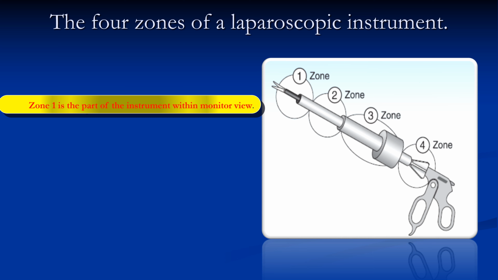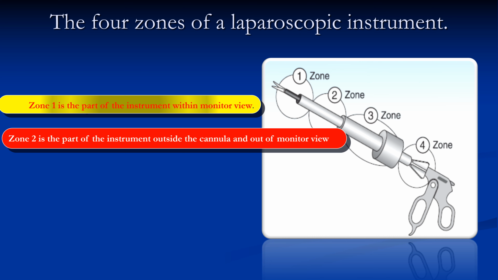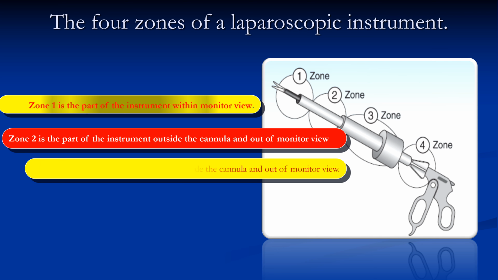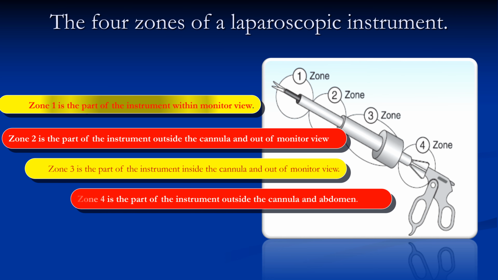Here we can see the four zones of laparoscopic instruments where the injury can occur. Zone 1 is the part of the instrument within the monitor view. Zone 2 is the part of the instrument outside the cannula and out of the monitor view. Zone 3 is the part of the instrument inside the cannula and out of the monitor view. Zone 4, outside the patient, is the part of the instrument outside the cannula and the abdomen. And we should remember that antenna coupling occurs in this zone.